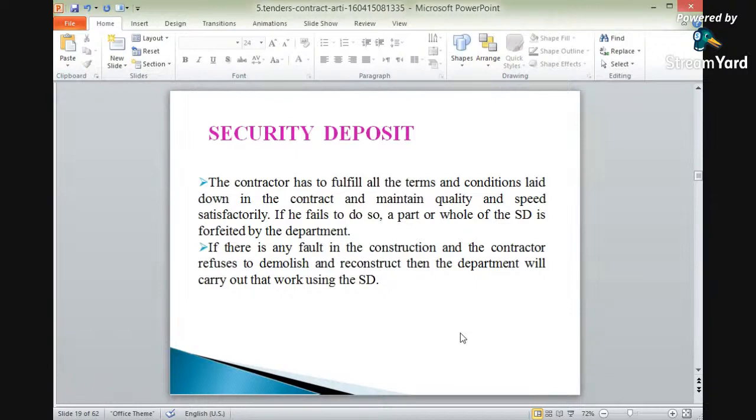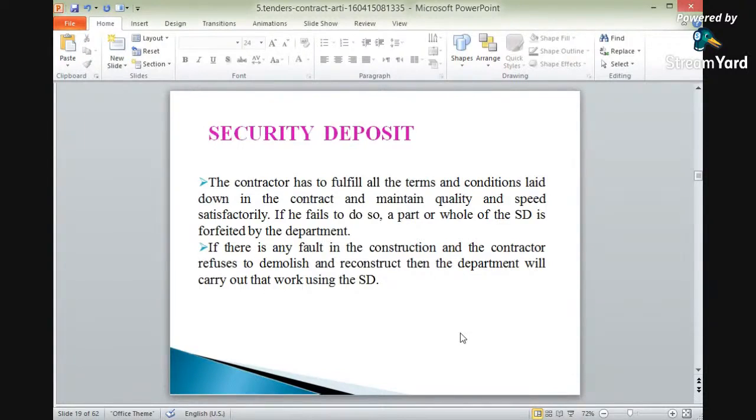If he fails to do so, part or whole of the SD is forfeited by the department. It will be taken by the department. If he fails to satisfy the specifications or the various aspects related to quality, this SD will be forfeited by the department. If there is any fault in the construction and the contractor refuses to demolish and reconstruct, then the department will carry out that work using the SD.